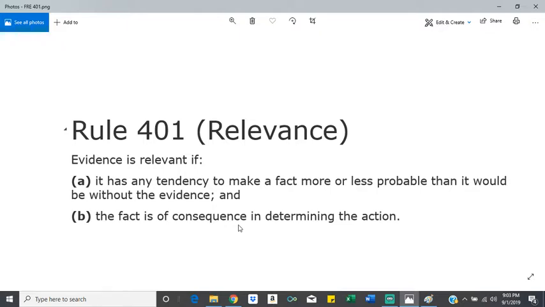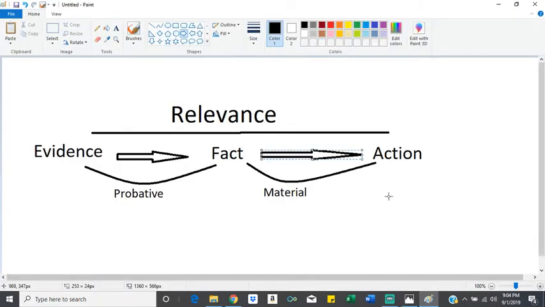Part A, part B. While probative is the first part, A, it tends to prove or disprove a fact. Part B, whether it's material, is if it bears on a fact of consequence in determining the action. That's going to depend on the issue and the substantive law. So really, actually, why don't we move on to this awful graph that I made in Paint, and hopefully this will help me flesh out some of those details.